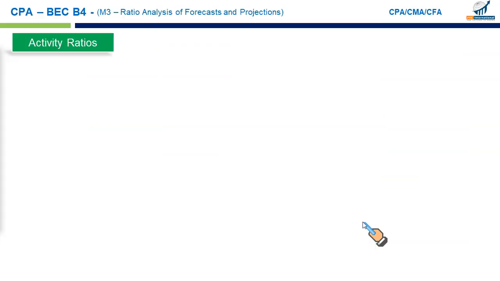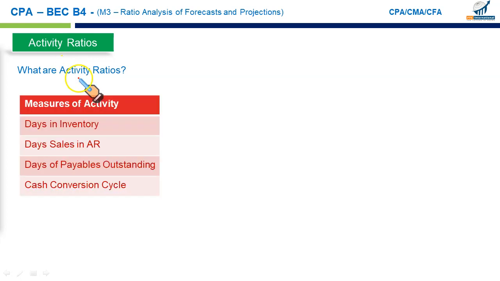Next set of ratios are called the activity ratios. What are activity ratios? These are the ratios that we use to assess and evaluate how efficiently the company is utilizing its resources to generate sales, to generate profit. So the key ratios that we will be discussing in activity ratios are days in inventory, days sales in AR, account receivable, days of payables outstanding, and cash conversion cycle.